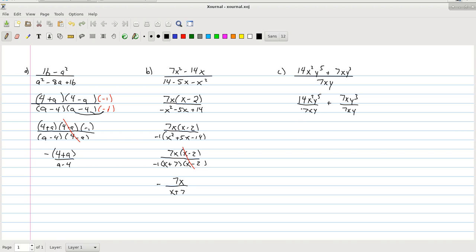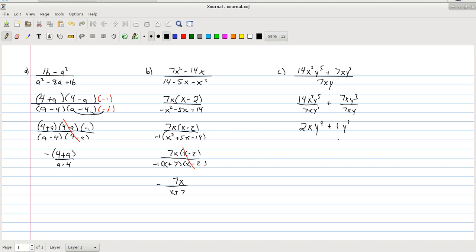On this first fraction, we can reduce. 14 divided by 7 is 2. We can subtract out the powers of the x's. So 2 subtract 1 is 1 single x. Y to the 5th, y to the 1st. If we subtract the exponents, we get y to the 4th. Plus 7 divided by 7 is 1. X's, those are gone. We reduce those right out. If we subtract the powers on the y's, we get y squared.